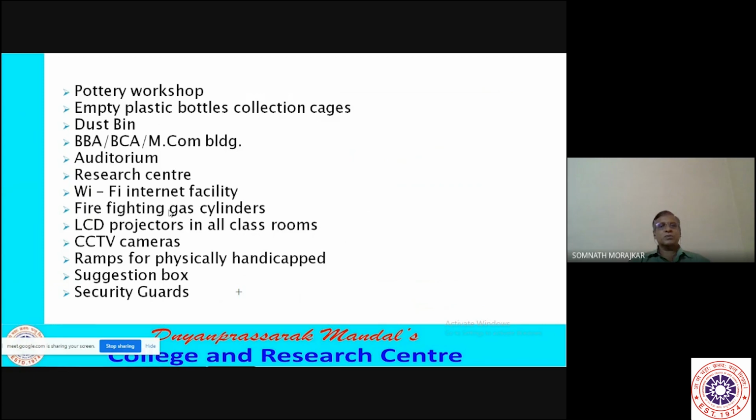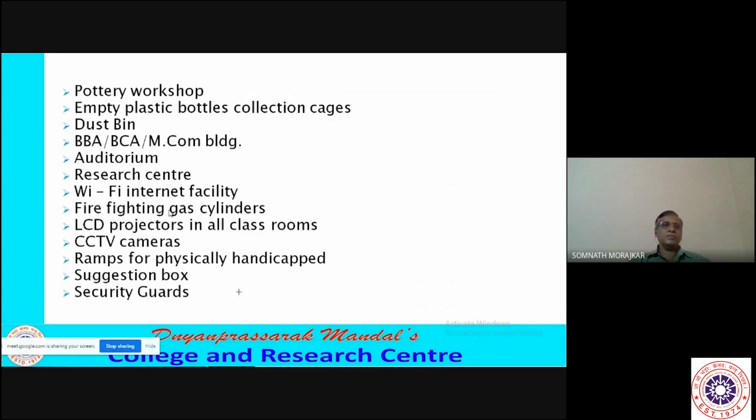We have kept empty plastic bottle collection cages at various places. So after drinking water or any soft drink, please do not throw the bottles here and there, but put them in the empty plastic bottle collection cages. Also, we have kept dustbins at various places. So please make use of these dustbins.